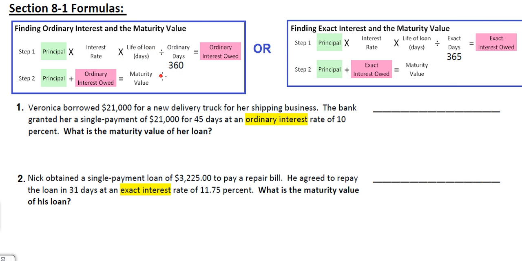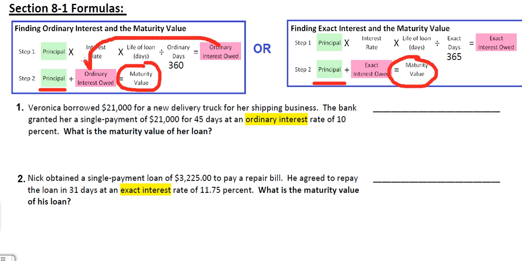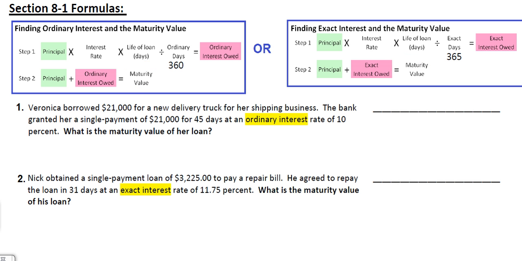The last thing that we'll look at is how to calculate the maturity value, which is step 2. You take that principal that you used before and you add it to either the ordinary interest owed or you add it to the exact interest owed. And as you can see below, we have two different example problems for us to go over. So let's get right to work so you can see how this is done. Because once again, what we're trying to figure out is not how much money we're borrowing, but how much money we're borrowing plus how much money it's going to cost us to borrow that money.